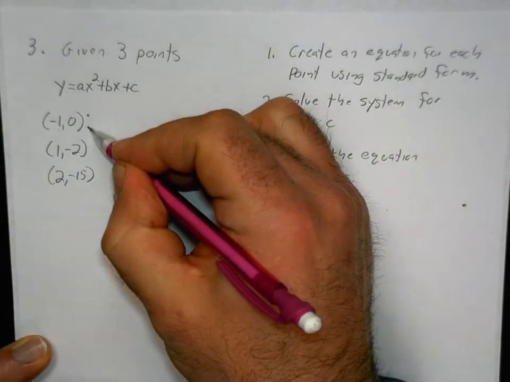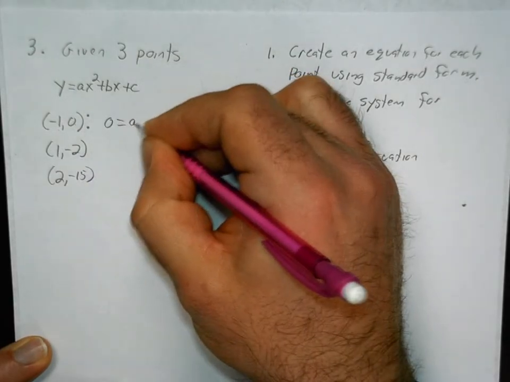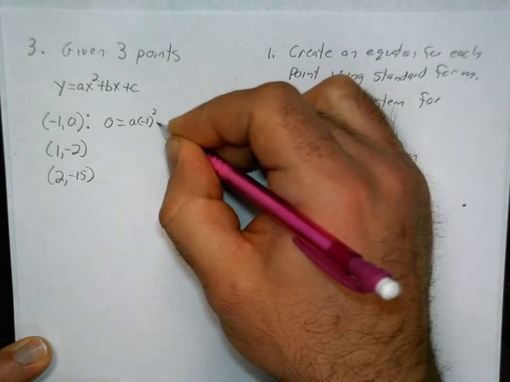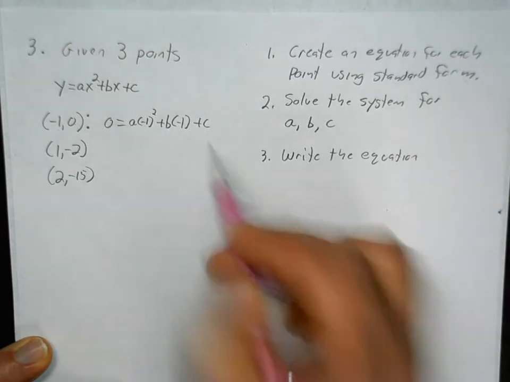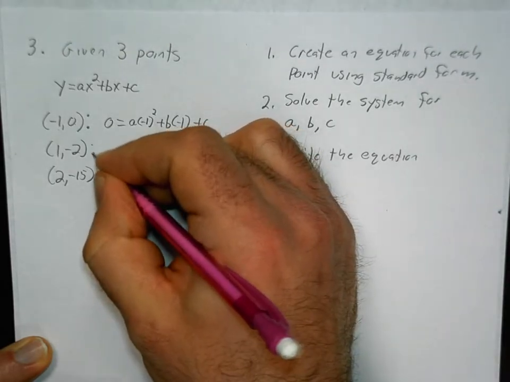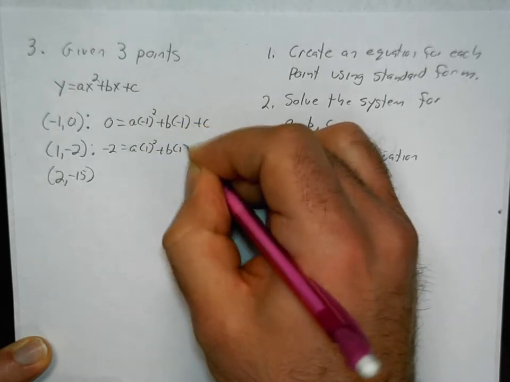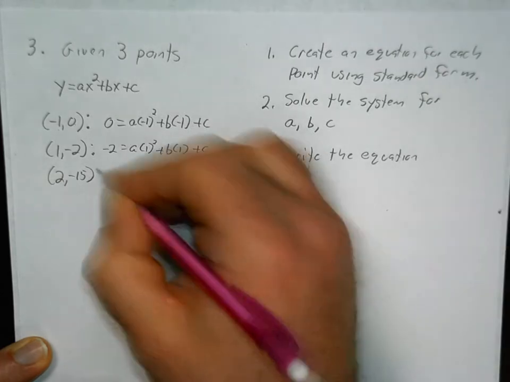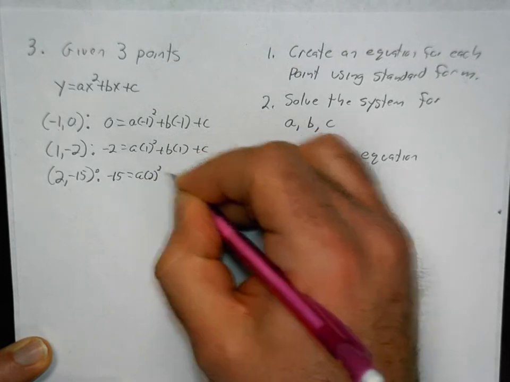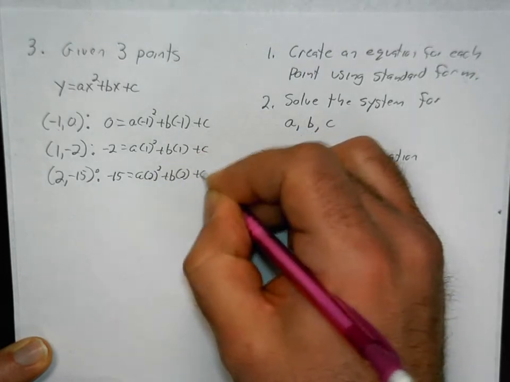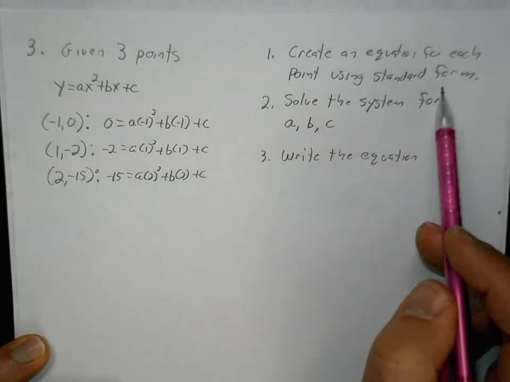So let's start with this first point. 0 is y. Okay, and the x is -1. The second point gives me this equation. And then the third point, -15 for y. Okay, so that's the first part. We create an equation for each point using standard form.